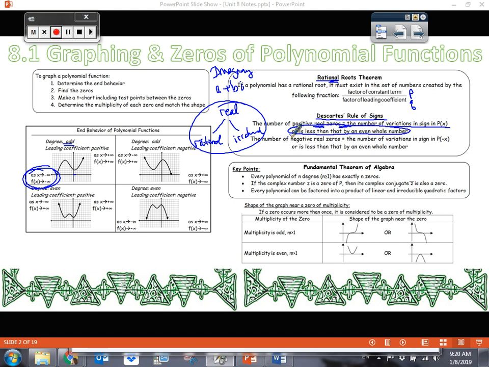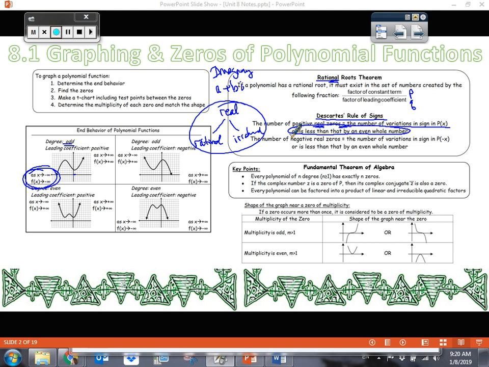What in the world is that about? Or is less than that by an even whole number? Well, we just talked about that this theorem does not take into account any imaginaries. And our little imaginary friends, right, they come in pairs. They're lonely. They don't want to be by themselves. They're imaginary already, right? So they're always in pairs. So if you have a root i, then its conjugate, negative i, is also going to be a root. So we have to take into account that.